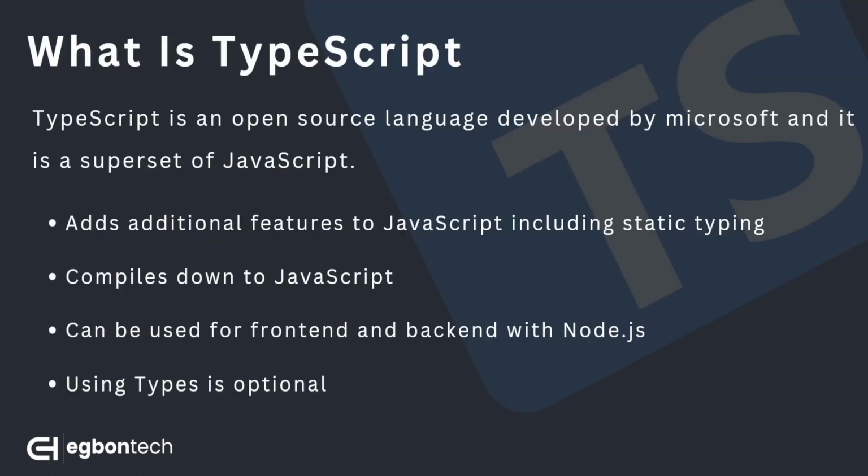Now, what is TypeScript? TypeScript is an open source language developed by Microsoft and it's a superset of JavaScript, which means TypeScript is basically JavaScript. It's not a new programming language. TypeScript is still valid JavaScript, but it adds additional features to JavaScript. It's just like how Next.js adds additional features like file-based routing and server-side rendering to React, which means every TypeScript file is a valid JavaScript file.